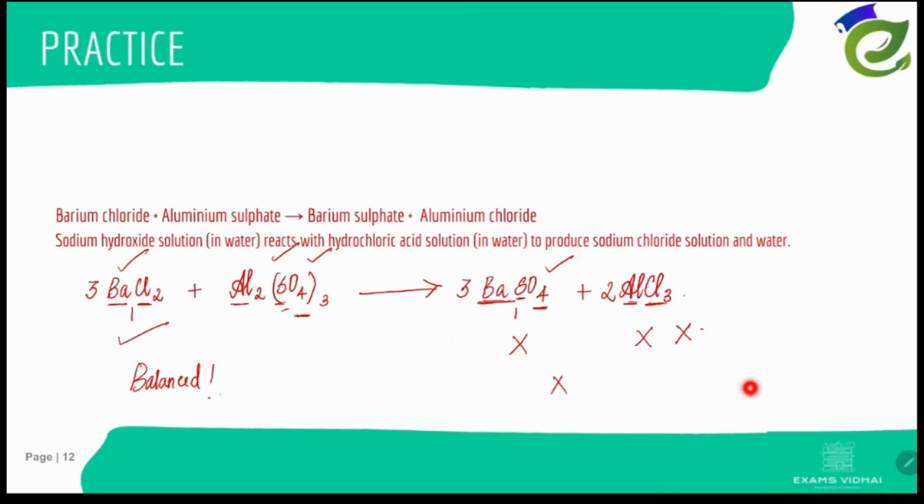And in the next example, we have sodium hydroxide in water reacting with hydrochloric acid in water to produce NaCl and water. So that is sodium chloride. The equation is NaOH plus HCl gives NaCl plus H2O. How are we getting this H2O? Because both are given in water, therefore that is in aqueous state.